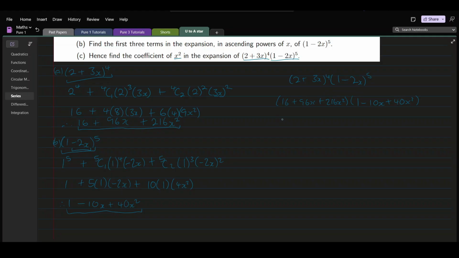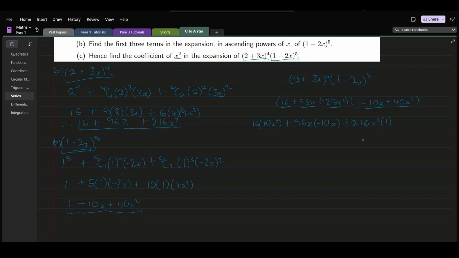So we need to find the numbers that will multiply to give us a term in x squared. For example, if you multiply 16 by 40x squared, you get a term in x squared. So that's 16 times 40x squared. You multiply 96x by negative 10x, you get a term in x squared. So that's 96x times negative 10x. And finally, if you multiply 216x squared by 1, you get a term in x squared.